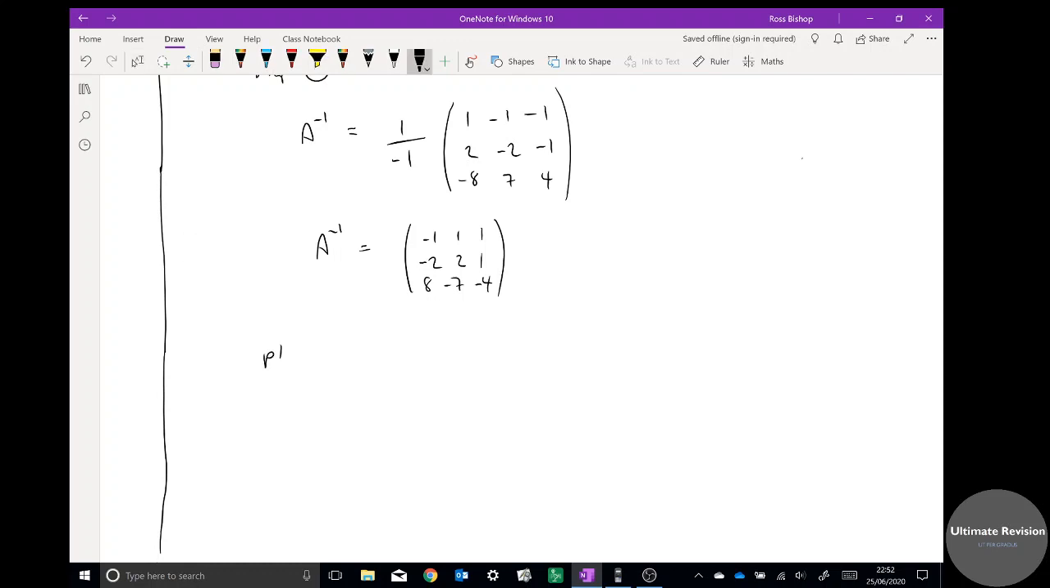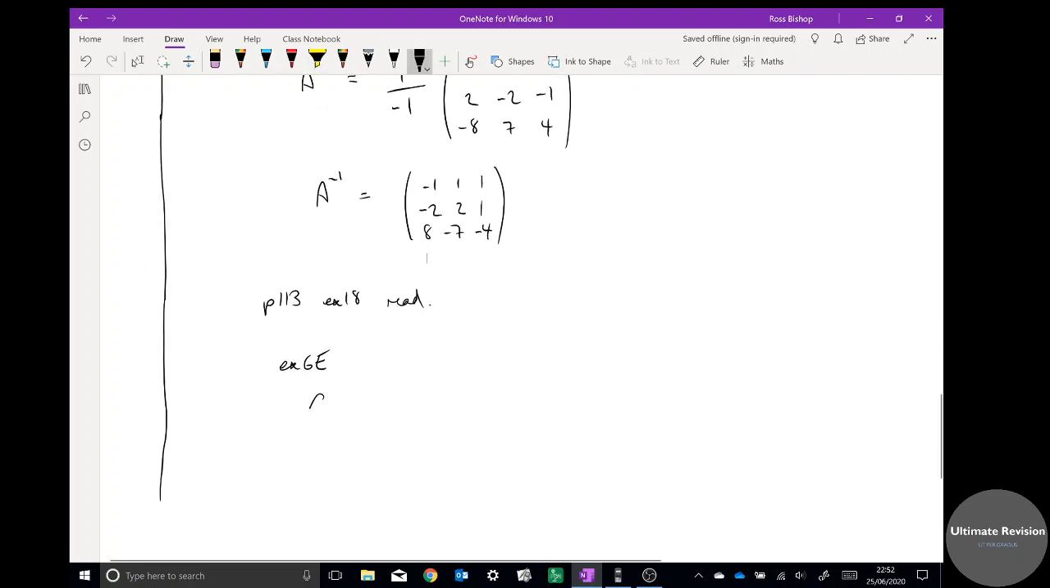Okay, I do want you to have a look at page 113. Example 18 is definitely worth a read. So do read that one, please, before having a go at the exercise. But I want you to do exercise 6E now, and just do questions 3 to 10 inclusive, okay? And we're not far off finishing this part of the chapter. And so really good work, and I'll see you next time.